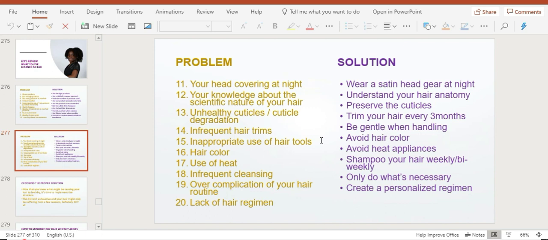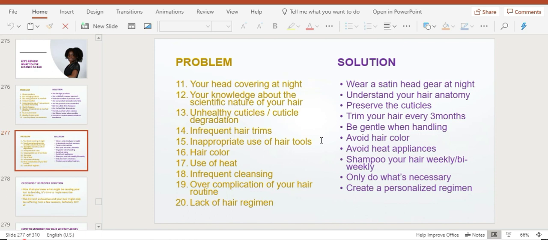The 12th reason is how much you know about the scientific nature of your hair, so how much you know about black hair science. I recommended that you go back to that first module so you can understand how your hair looks and how your hair works. The 13th reason, cuticle degradation or unhealthy cuticles. I recommend preserving your cuticles as much as you can by being gentle and using the right product in your hair. And then the 14th reason I went over was infrequent hair trims.